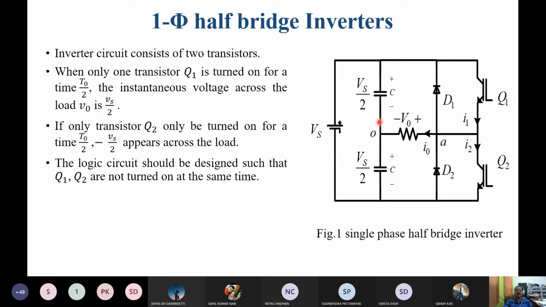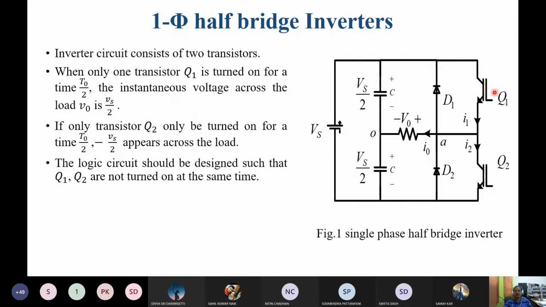Resistive load, okay. Now inductive load. This is a purely inductance, L. Now Q1 is conducting. Q1 is switched on, so current will flow through this, right? In this direction. The current is flowing from A to O, right?